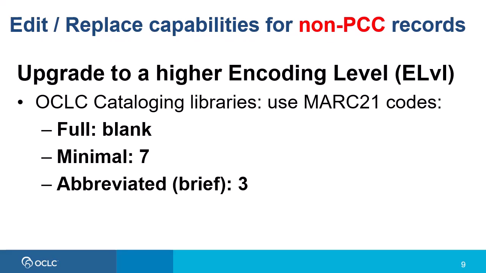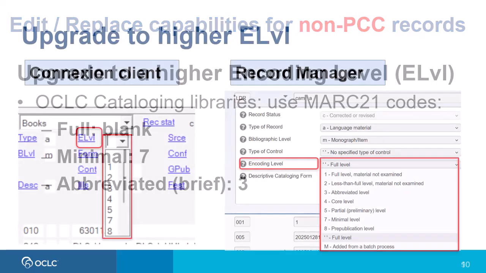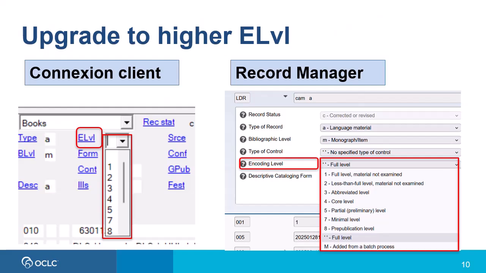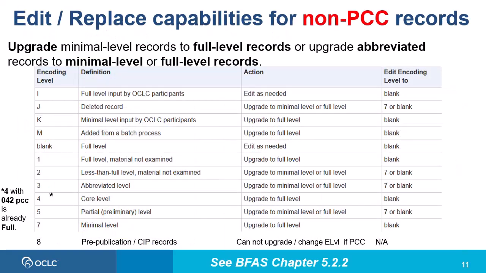The encoding level is a code reflecting the degree of completeness of the cataloging record. OCLC cataloging libraries use the MARC 21 codes of blank for full-level records, 7 for minimal level records, and 3 for abbreviated or brief level records. The encoding level is a fixed field element, part of the leader of the record, and is abbreviated as ELVL in Connexion Client and Record Manager.